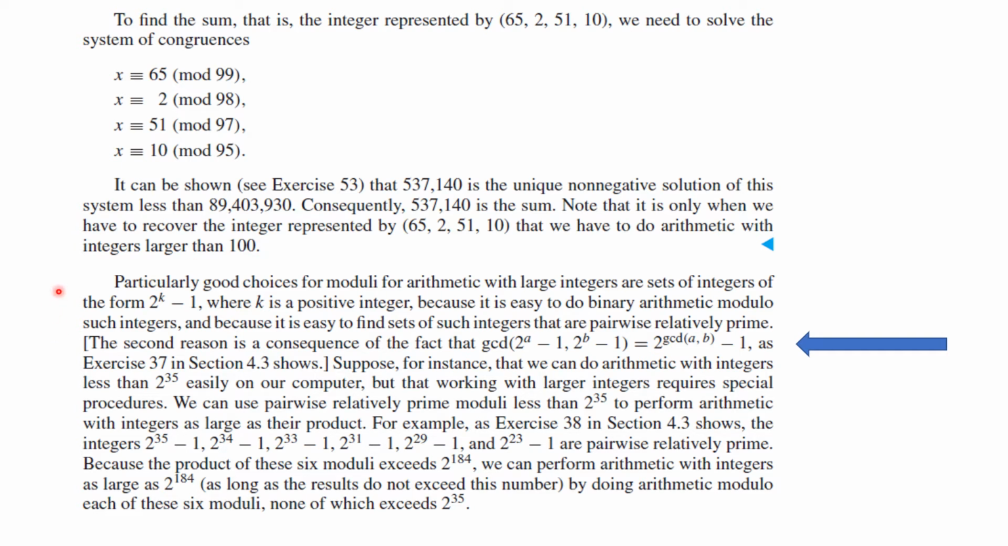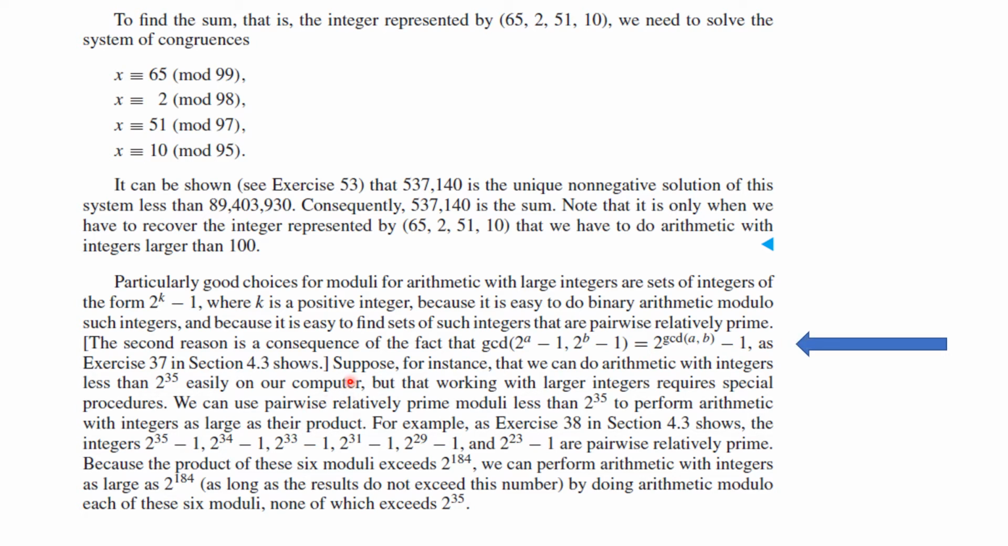Now, particularly good choices for moduli for arithmetic with large numbers are the set of integers of the form 2^k minus 1, where k is a positive integer. These are the Mersenne numbers. It's easy to do binary arithmetic modulo such integers, and it's easy to find sets of such integers that are pairwise relatively prime. In fact, this second reason is a consequence of the fact that the GCD of those two big numbers is 2 to the GCD of a, b, minus 1. I have asked proving this as a problem on some tests, so that would be a good exercise for you to think about.